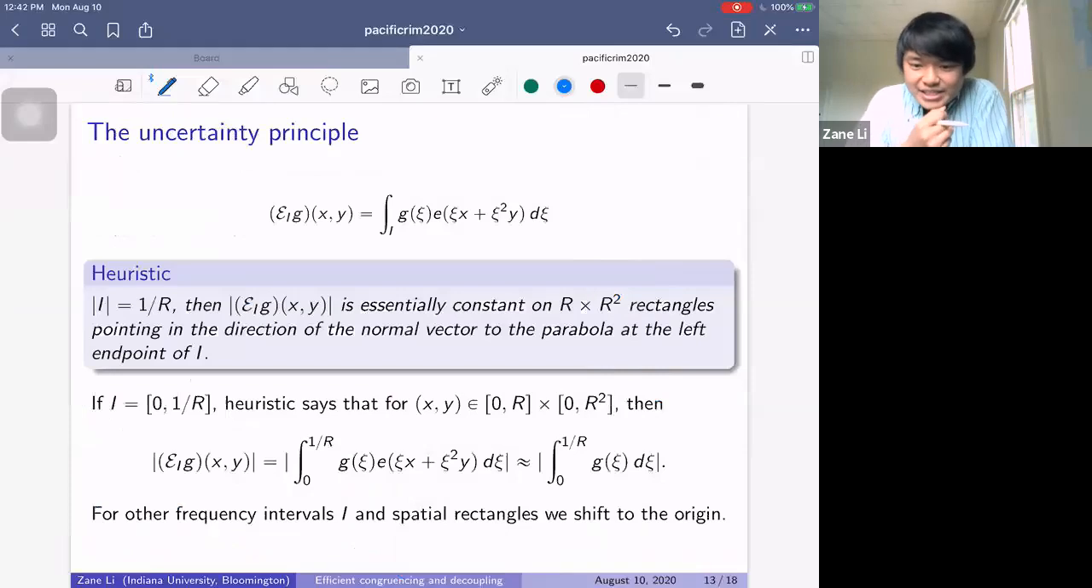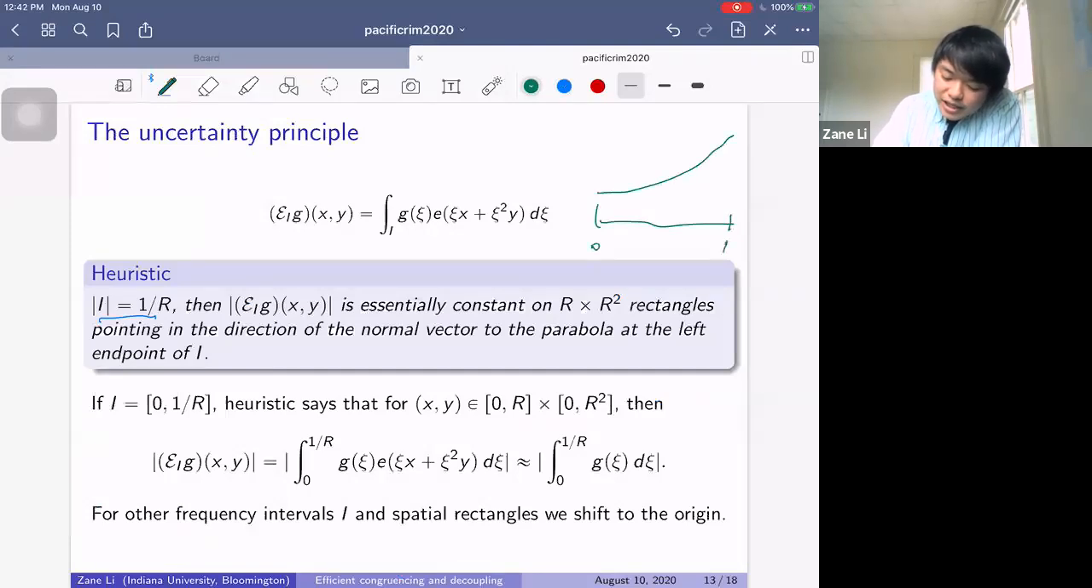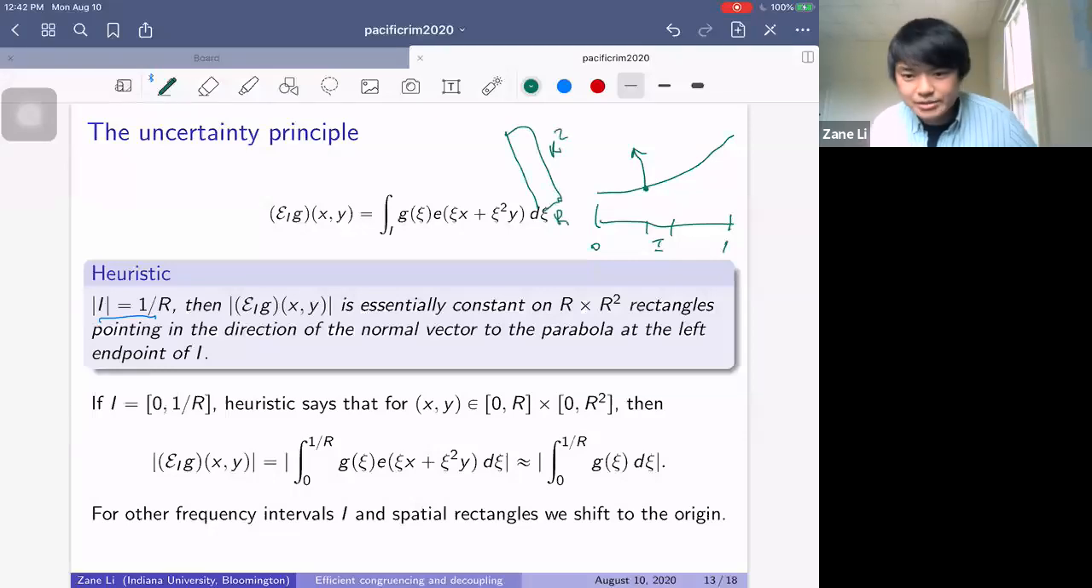Okay, so to do that, and in some sense it already appeared in the Bourgain-Demeter style proof, I'm going to mention the uncertainty principle. So I've written the extension operator here. And so what does the uncertainty principle state? If I is an interval of size 1 over r, I'm going to draw a parabola. So I'm going to let I be this interval. I'm going to take the left end point, or any point in this interval, and draw a normal vector. So that's the normal vector. And I'm going to draw an r by r squared rectangle pointing in that direction.